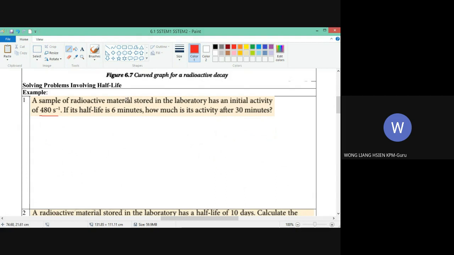Okay, so if the half-life is 6 minutes, how much is the activity after 30 minutes? Okay, so the information here: half-life is 6 minutes. So how much is the activity after 30 minutes? The activity can also be calculated by using the same equation. N equals half power by n times the original number. So by using this equation, this is the activity.